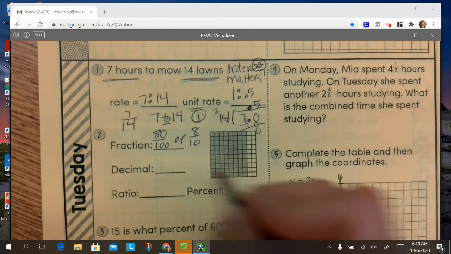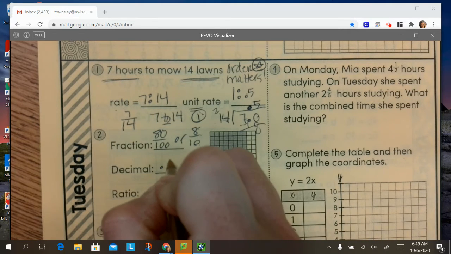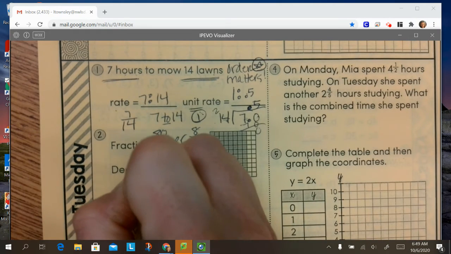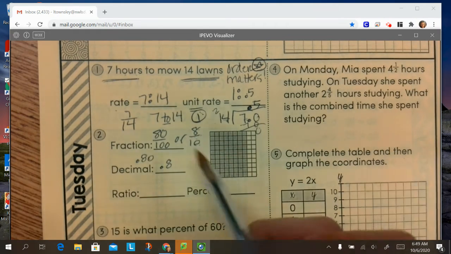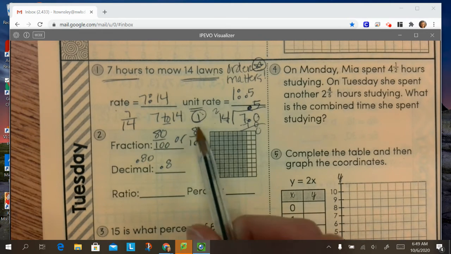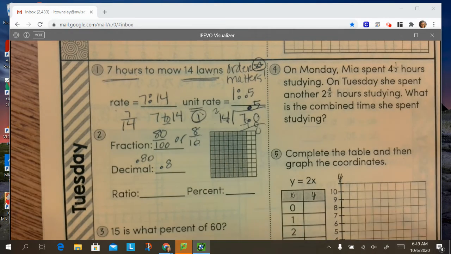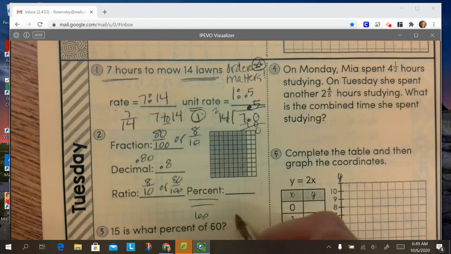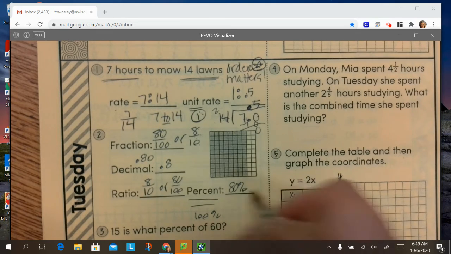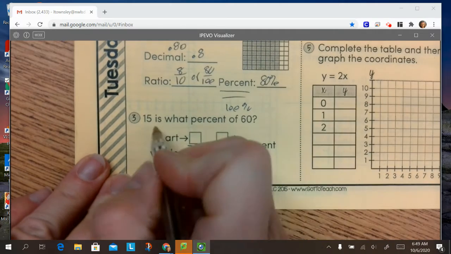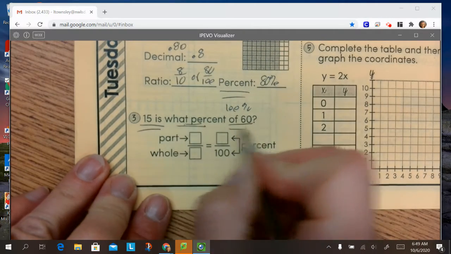Now the decimal is 8 tenths right here, or it could be 80 hundredths, which would be written like that. It doesn't matter. This is saying 80 out of 100, or 80 hundredths, and this is saying 8 tenths. And the ratio is 8 over 10 or 80 over 100. And then your percent is always out of 100, so it would be 80%. Okay, good job.